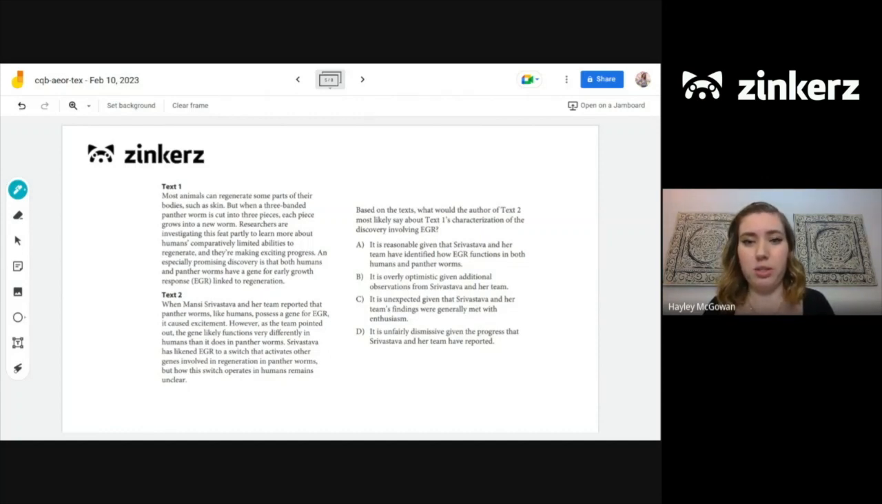So let's look at our choices and do some process of elimination. So A, it is reasonable given that Srivastava and her team have identified how EGR functions in both humans and panther worms. Okay, so nothing seems outwardly incorrect in that answer, maybe not super specific, so let's look at our other choices. B, it is overly optimistic given additional observations from Srivastava and her team.